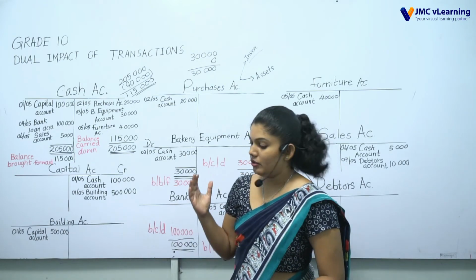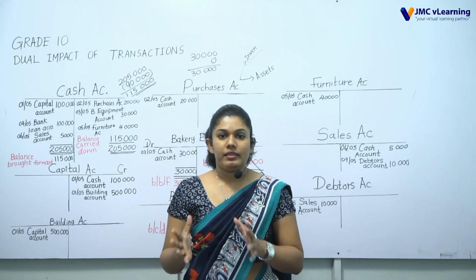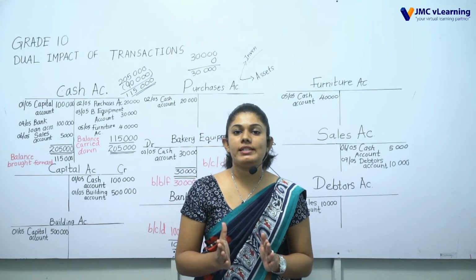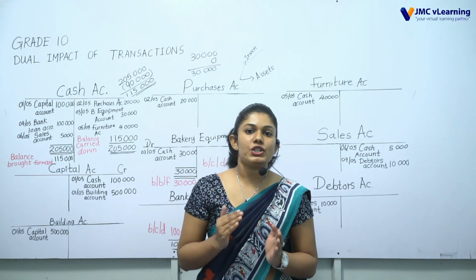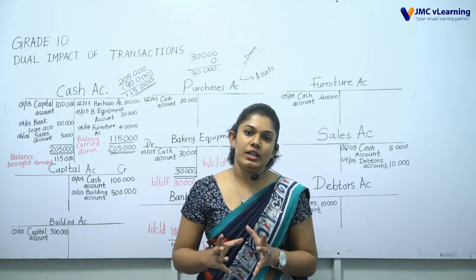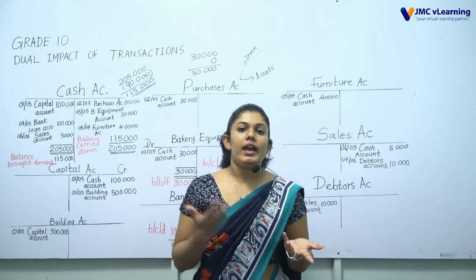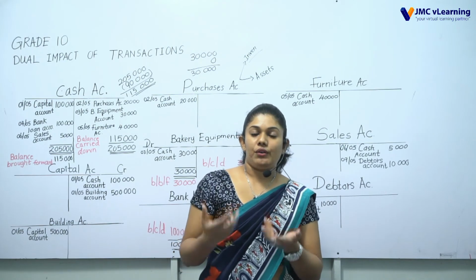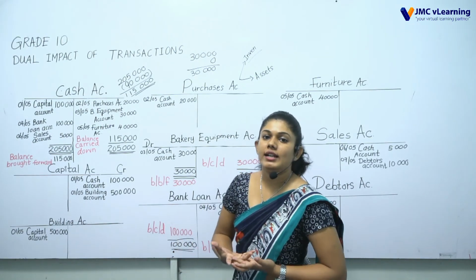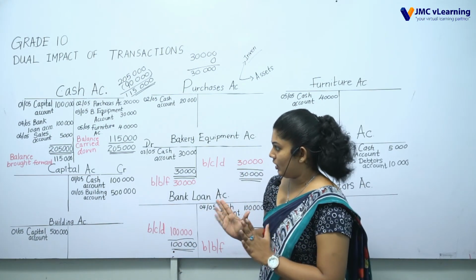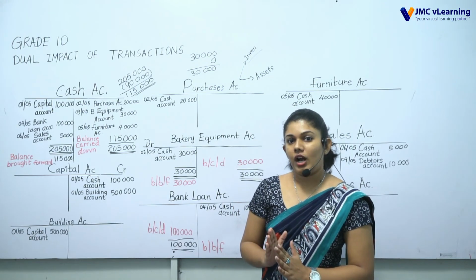We discussed double entry, the dual impact of transactions. Dual impact of transactions means every transaction has two aspects. That means a debit entry and a credit entry. So, we learned how to enter these transactions into the ledger accounts and the format of an account.